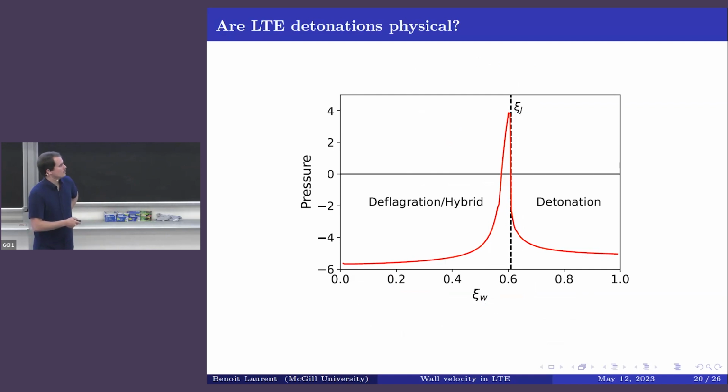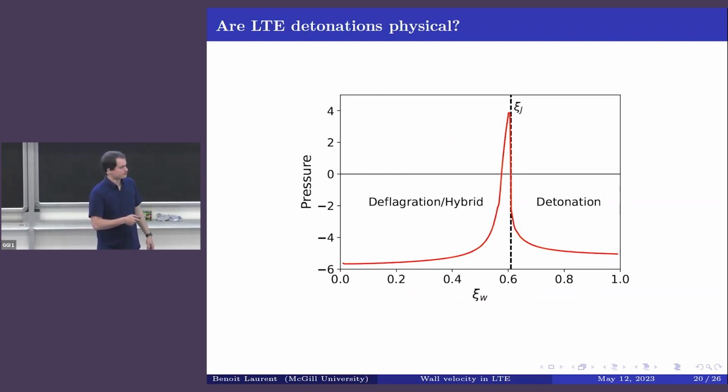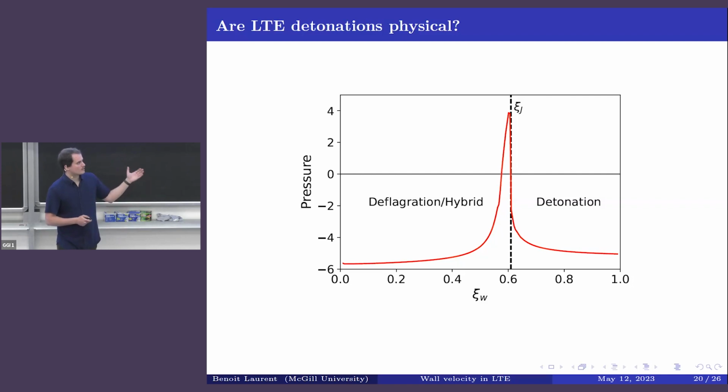To understand that, I draw the pressure on the wall as a function of the wall velocity. To have a static solution where the wall doesn't accelerate, we need a pressure of 0. So we see that we have a solution here. And this curve is actually not trivial at all. We see that there is a very large pressure peak that is maximized at the Jouguet velocity, at the boundary between hybrid and detonation. And after the Jouguet velocity, we see that it is decreasing. And it is because of this decreasing behavior that the detonation solution will be unstable.